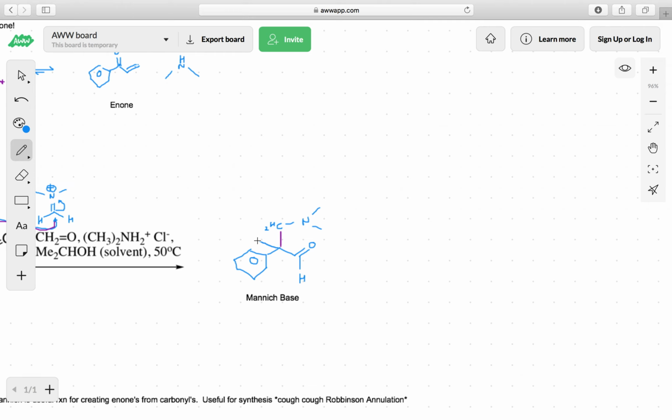So let's say there's just this alpha proton sticking off here. Our base is going to come in. Let's use a different color. So it's going to grab this proton. This bond is going to fall back not to this side, but to this one. And it's going to kick off this secondary amine, which is going to grab a proton in solution. So what you're going to be left with is the enone product.